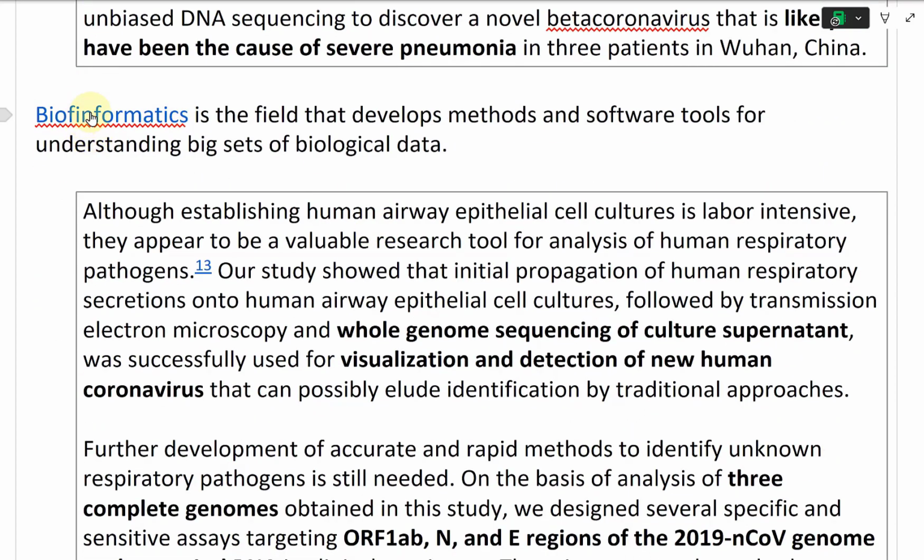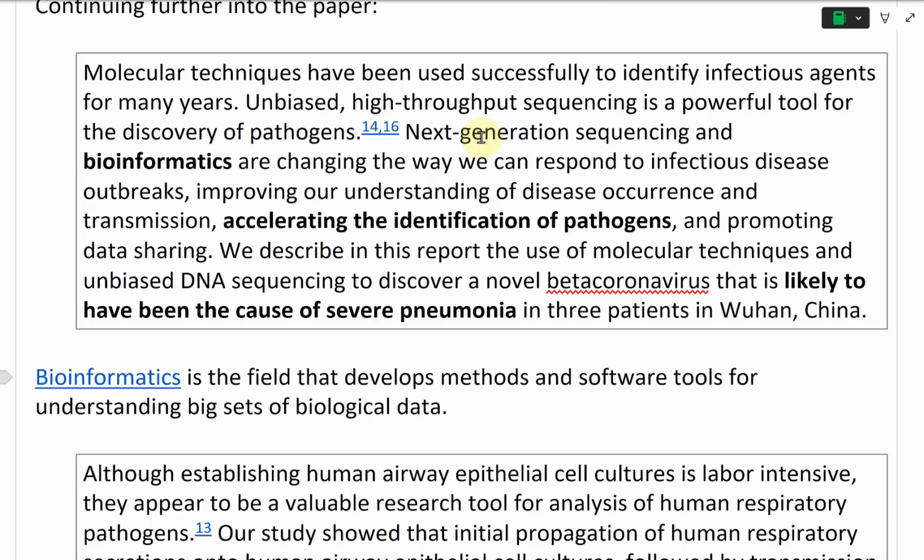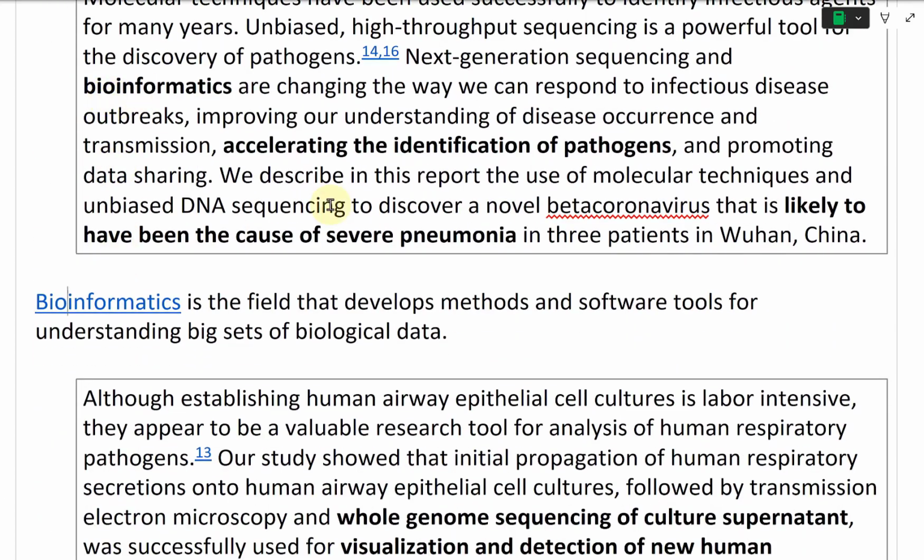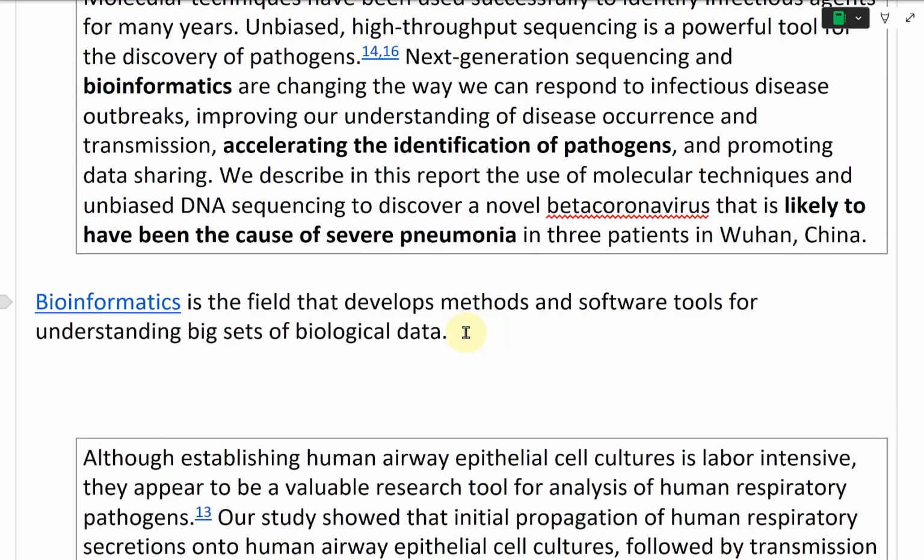Going further here, this bioinformatics. So bioinformatics is the field that develops methods and software tools for understanding big sets of biological data. Yeah, that's basically big data for biological systems.